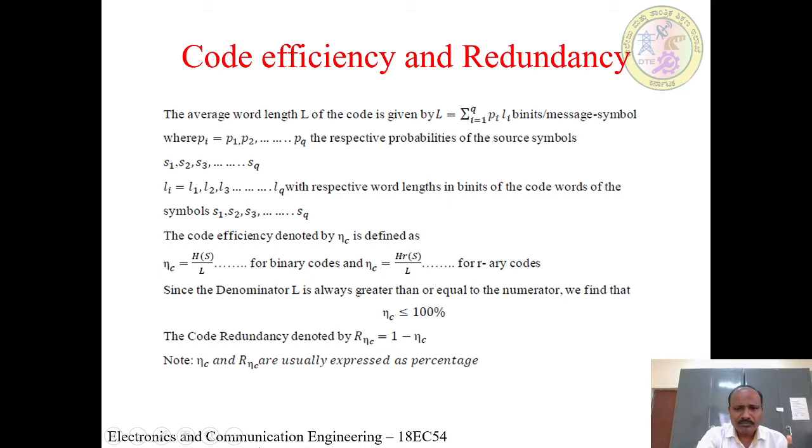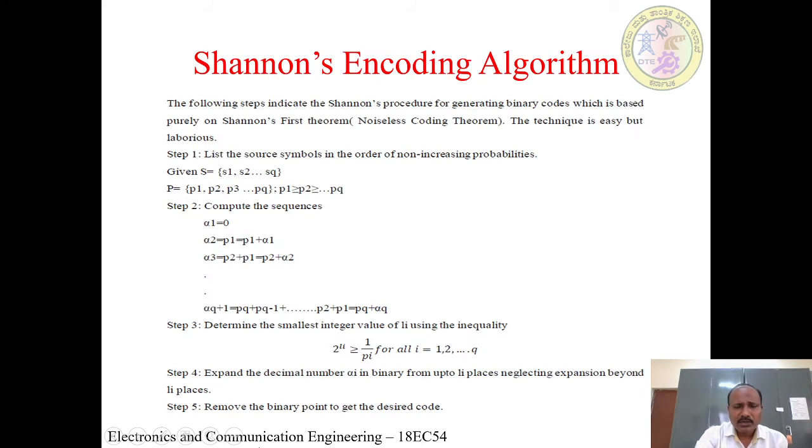Where eta c and R eta c are usually expressed in terms of percentage. Next, Shannon's encoding algorithm. If you have a set of symbols and a set of probabilities given for the respective symbols, how do we calculate the respective codes for S1, S2 to Sq?